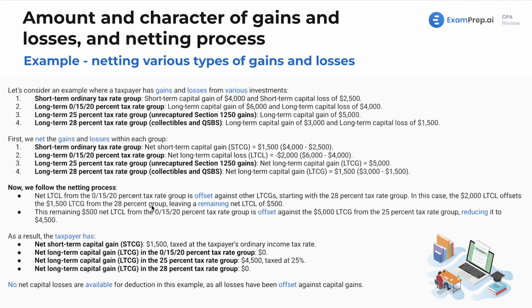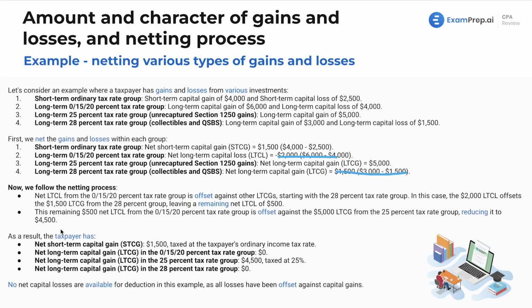From the 28% group, leaving a remaining net long-term capital loss of $500. So let's see, what did we do there? We took care of our $2,000 here. We're done with that. And we took care of our $1,500. So we took care of that. The remaining $500 of the net long-term capital loss from this group is offset against the $5,000 long-term capital gain from the 25% tax rate group, reducing it to $4,500.